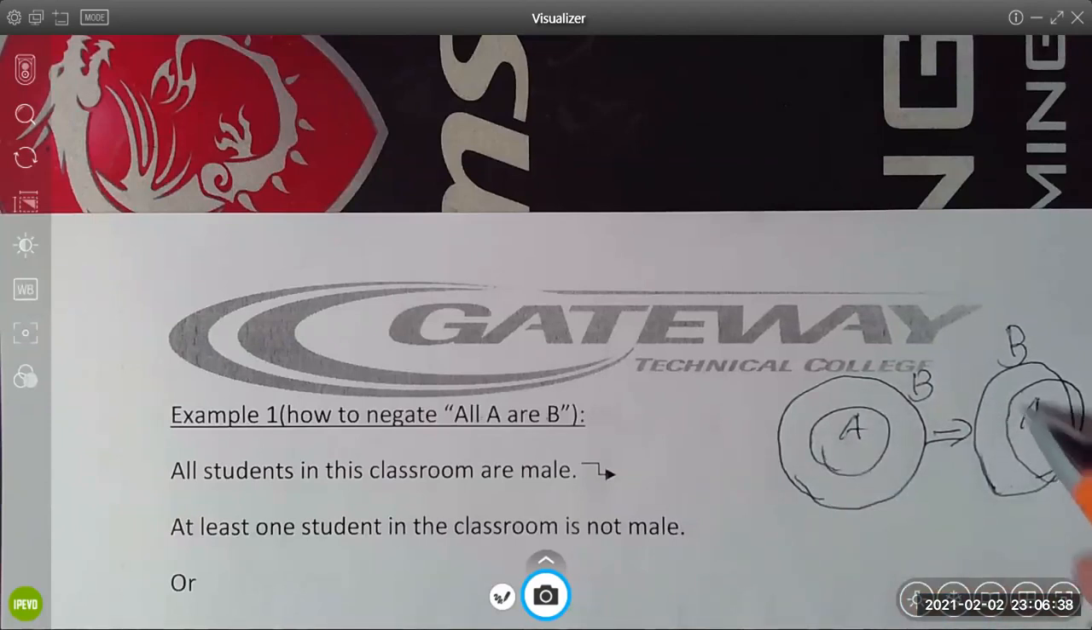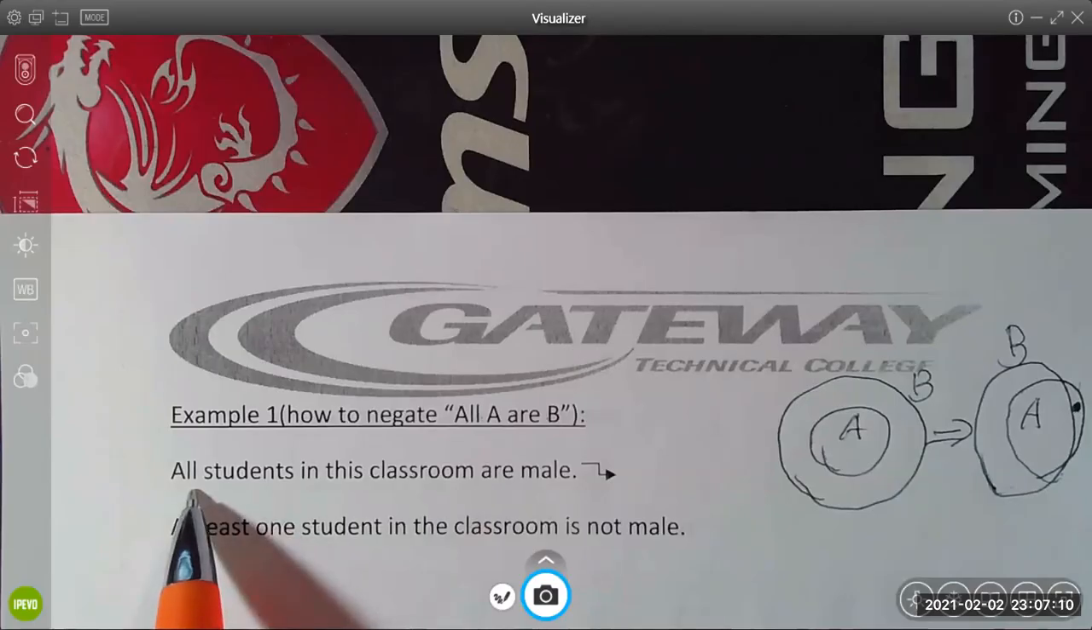This part of A is still in B. But this part is not in B. As soon as you have this tiny part of A coming out of B, you cannot claim all A are B anymore. You negate that. So this small part means at least one. If you have at least one in here that is outside B, then you cannot say all A are in B anymore. That means the negation of all A are B is some A are not B.